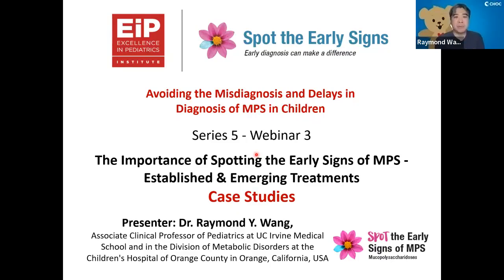My name is Dr. Raymond Wang. I am a biochemical geneticist. I practice in the United States, specifically in Southern California. I do clinical care as well as translational research in lysosomal storage diseases, and especially mucopolysaccharidosis, or MPS. And so today I have the pleasure of talking to you about how to recognize mucopolysaccharidosis in children.